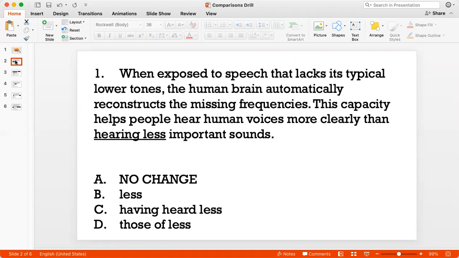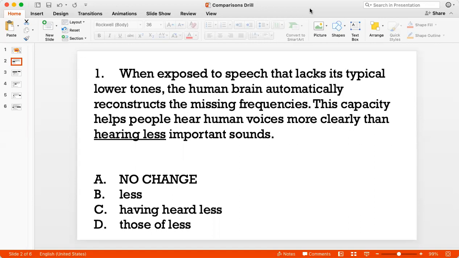So in any question on the writing section, you should be very sure of the context and the meaning that the sentence is trying to convey. So here we are saying that when exposed to speech that is atypical, that does not have lower tones, the human brain compensates by reconstructing the missing frequencies. And it helps because this capacity lets people hear human voices more clearly than hearing less important sounds.